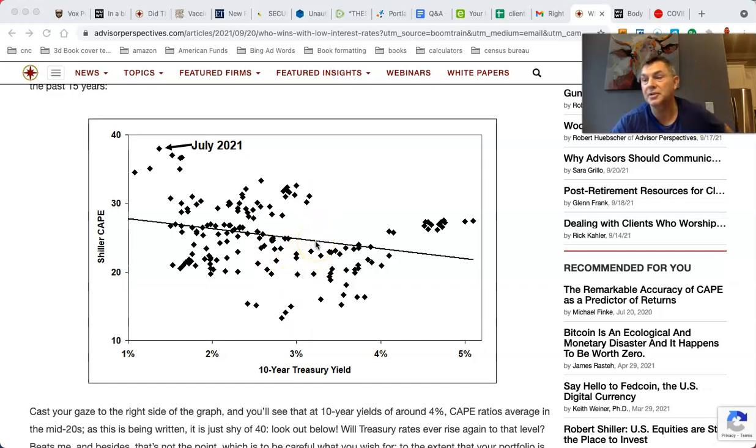So as the interest rates go up, people say, I'm not going to pay these high prices. I'm going to pay a lower price because I have an alternative investment. People don't get this, man. They're like, oh yeah, the prices will stay the same. No, they won't.